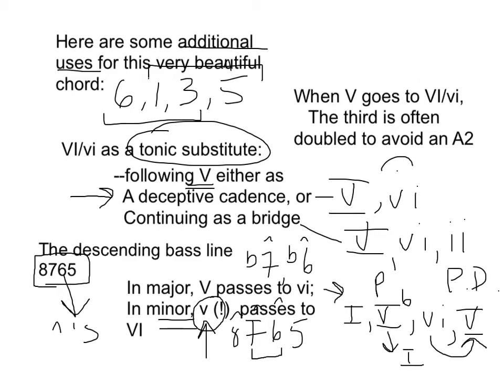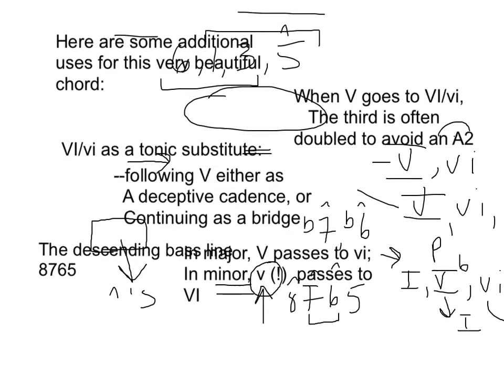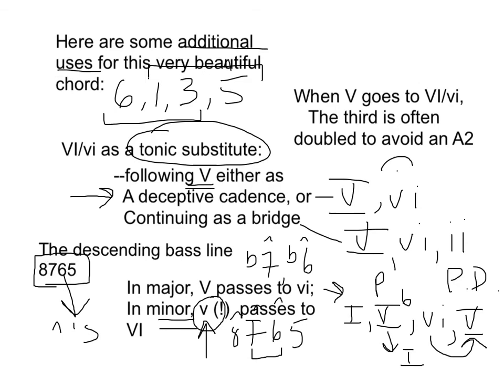One other thing to remember, when 5 goes to 6, in order to avoid an augmented second in one of the voice parts, it's often the case that you have to double the third of the chord. Even though that 6 is a root position triad, it's okay to have 1 root, 2 thirds, and 1 fifth. And so I think you'll see one of those examples in slide number 3, which I will go on to right now.